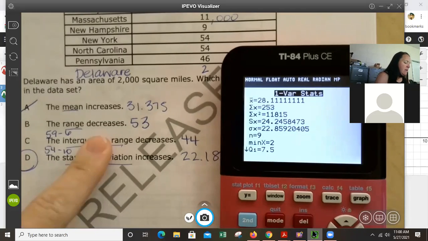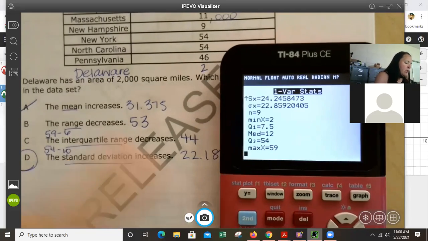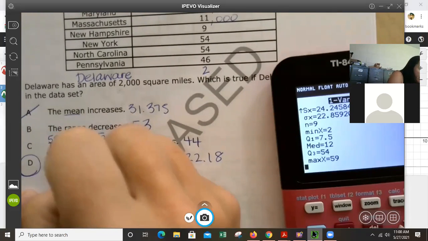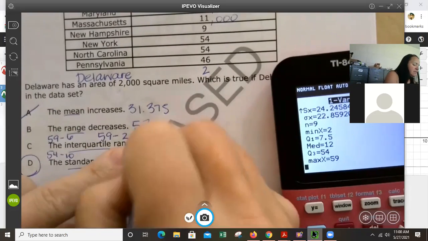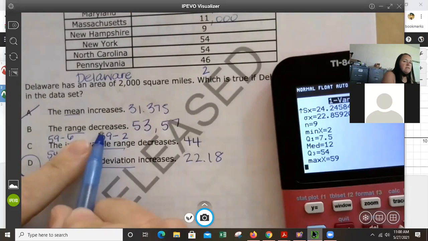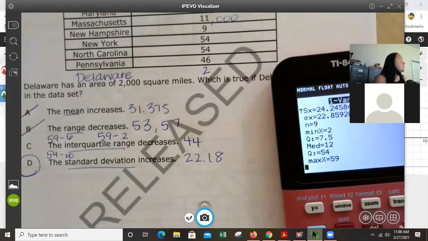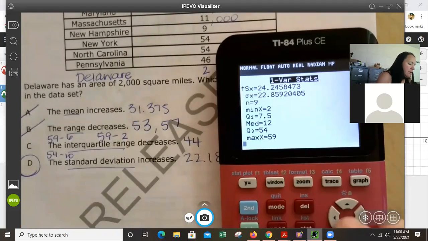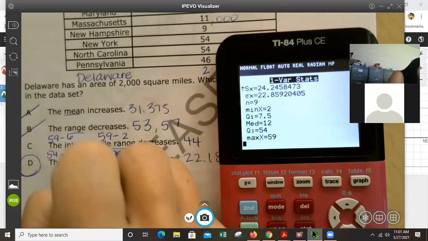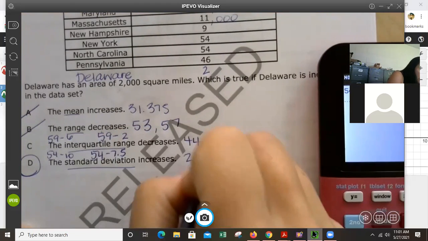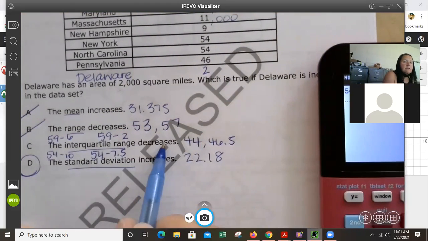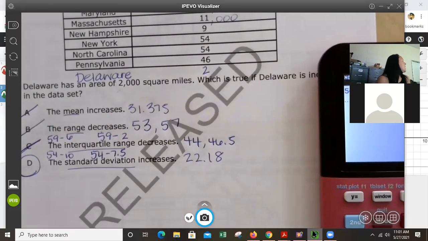Let's check B and C. The new range, your maximum is 59. Your minimum is 2. 59 minus 2 is 57. Did that decrease? No. Okay, so if you're not sure about that other one, just check the other ones. 54 and 7.5. I can do that in my calculator. 54 minus 7.5 gives me 46.5. Did it decrease? No, it increased. So I can eliminate all of those if I need to.